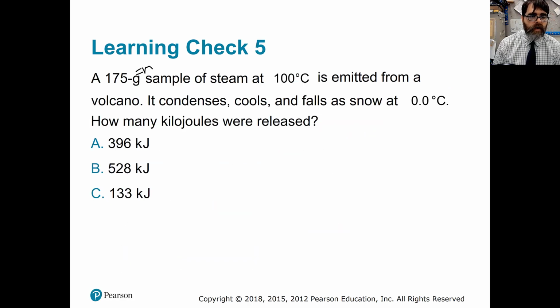So a 175 gram sample of steam, that's of course gaseous water, at 100 degrees Celsius is emitted from a volcano. It condenses, so it's going to turn to a liquid, cools and falls as snow, so it's going to turn to a solid at 0 degrees Celsius. And then we have: how many kilojoules of energy are released? So we're looking at a cooling process.